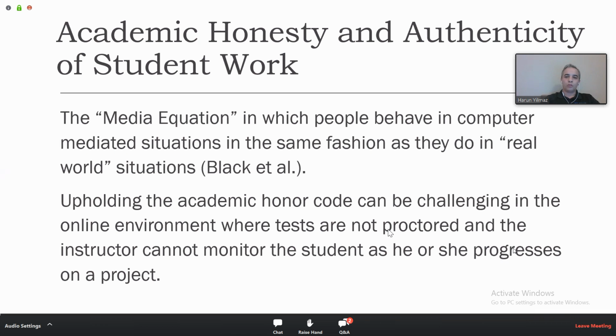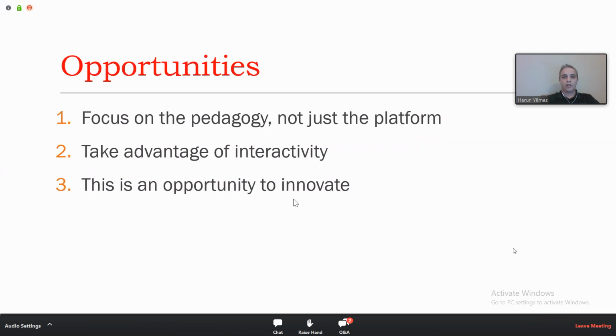And most probably you are not going to have an opportunity to use proctoring services for tests. So as I said, you may consider some alternative and authentic assessment methods as well. Anyway, when you start teaching online, you may have some kind of opportunities, okay? And there are some difficulties, some challenges, but you may have some opportunities.